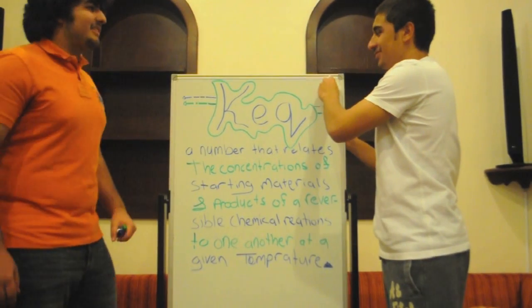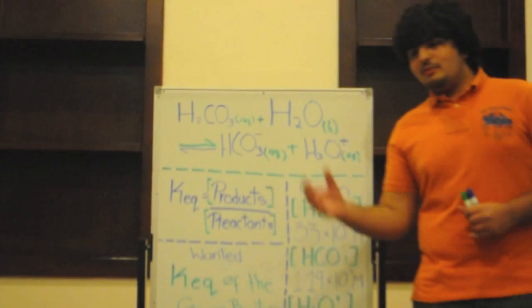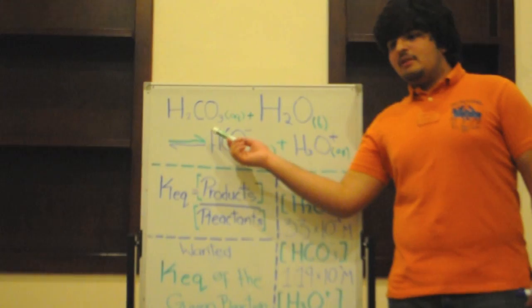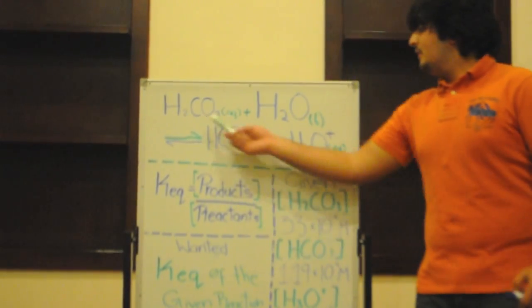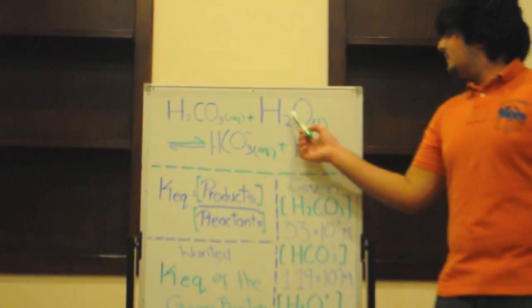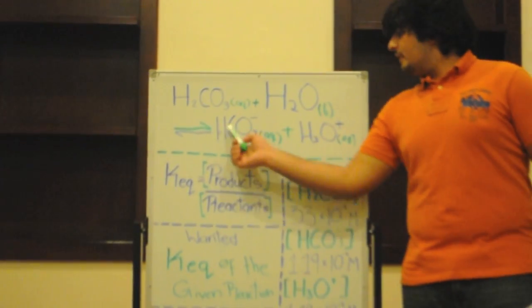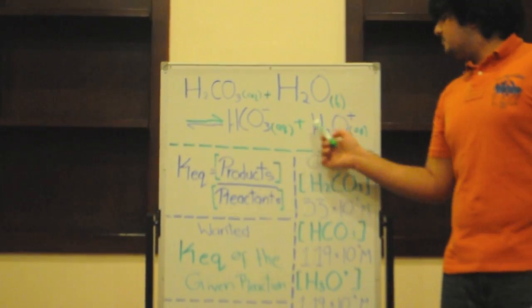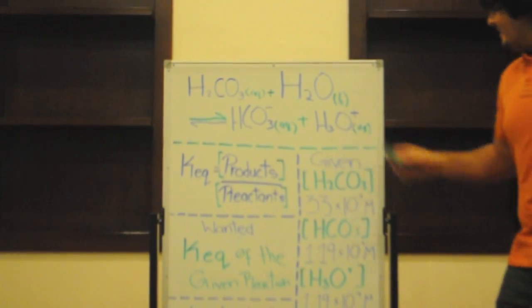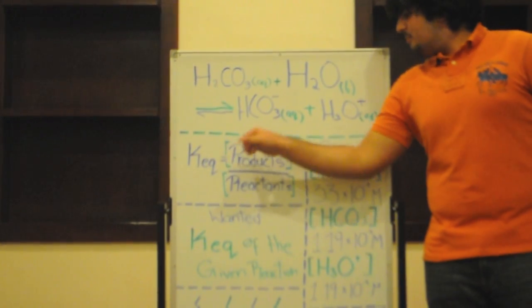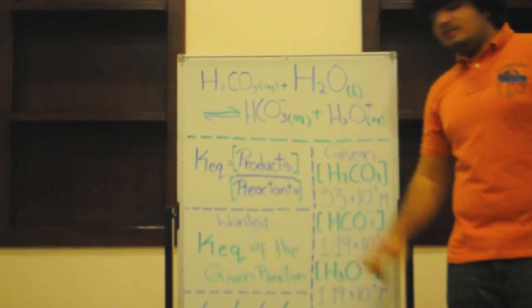Thank you for the amazing introduction about the equilibrium constant. Now I will show you how to apply the Keq formula. First of all, we will be given a chemical reaction. In this you can see H2CO3 aqueous plus H2O liquid reacts to produce HCO3 minus aqueous plus H3O plus. First of all, the formula is Keq equals products over reactants.